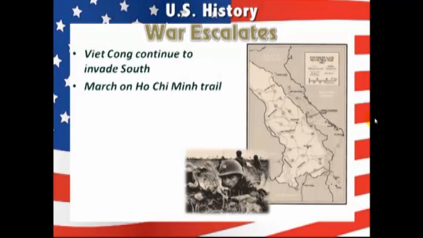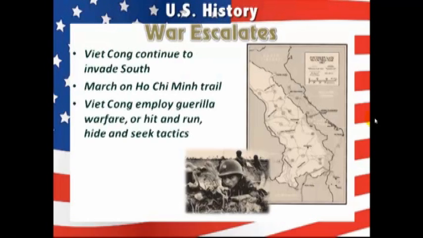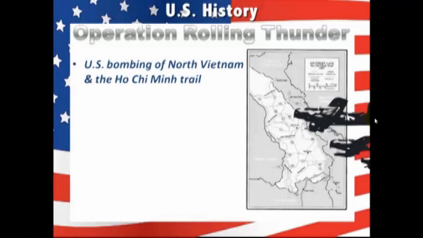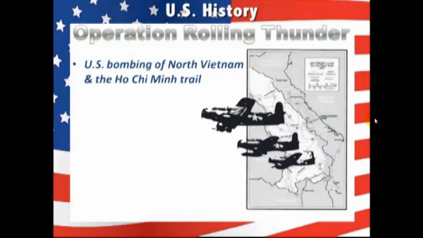The Ho Chi Minh Trail also passed through parts of Cambodia and Laos as well. And as I mentioned, they employed guerrilla warfare, or hit-and-run, hide-and-seek type tactics. So they would, for example, launch an attack and then retreat back into the jungle, and oftentimes they hid in underground tunnels. Our response, Operation Rolling Thunder, was a sustained 8-week bombing campaign, bombing North Vietnam, particularly the capital Hanoi and the Trail.